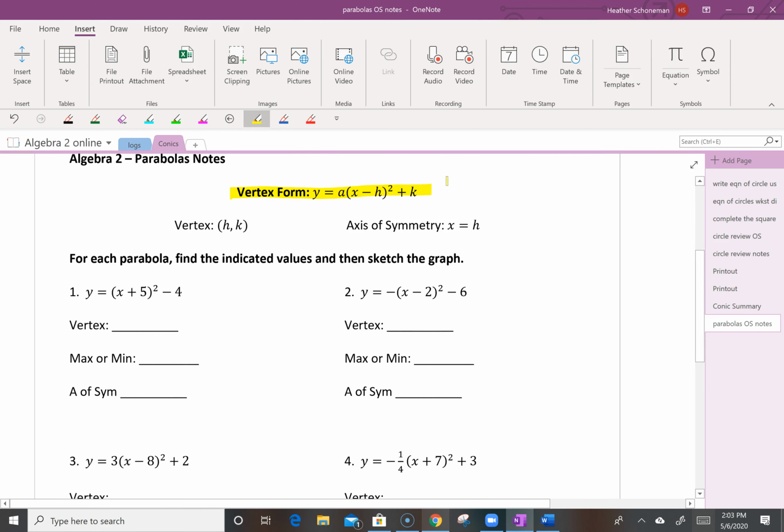Okay, vertex form of a parabola looks like this. And in that form, the vertex can be found as point (h, k). Now notice it says minus h, but we write positive h, and it does say positive k, and we write positive k, so we're only changing the sign on the h.